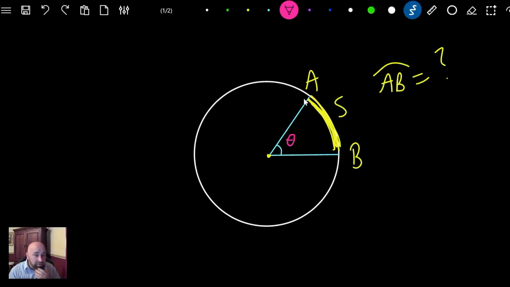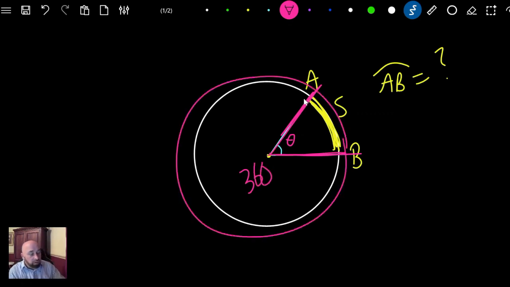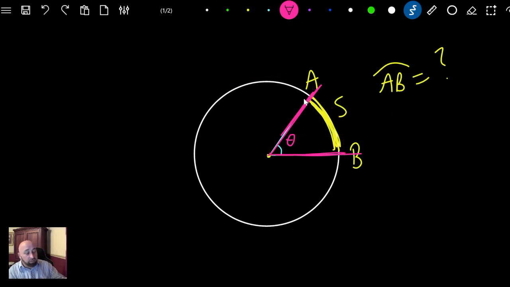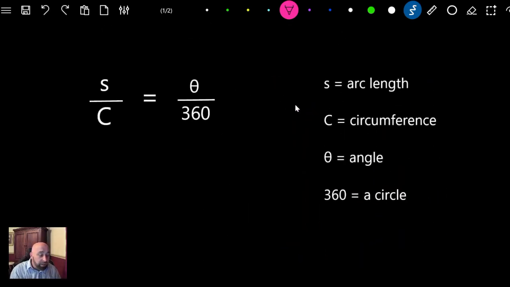Well, that makes sense, right? Because this theta is subtending this arc. And so if you talk about 360 degrees, then we're talking about the whole circle. So 360 is related to the whole circle, like theta is related to the arc length. So that's your formula to find arc length.